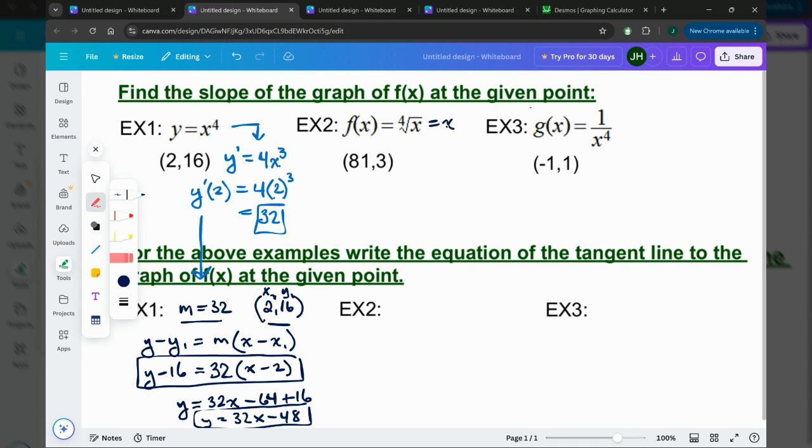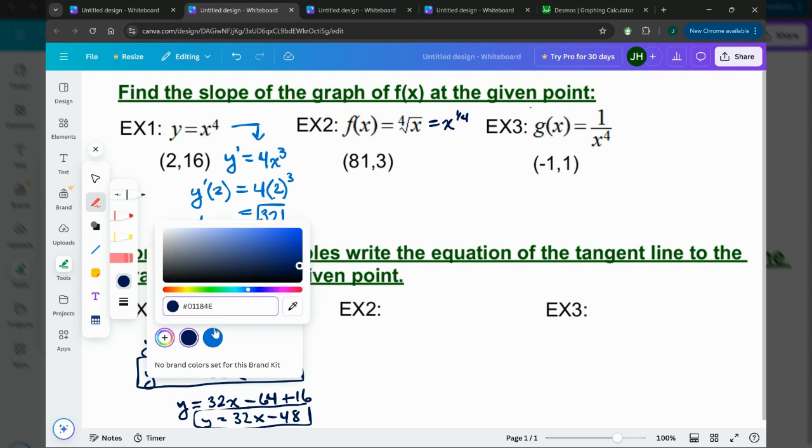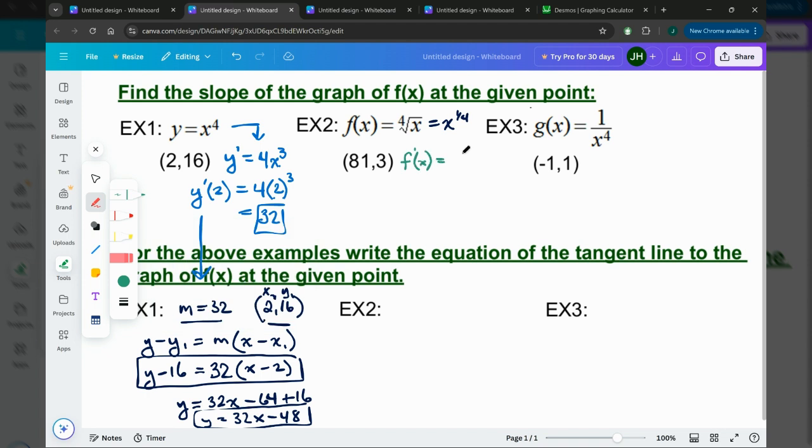Remember, this is x to the 1/4. So how would I find the derivative of this function, x to the 1/4? Well, f prime of x would be, I'd bring the 1/4 out front, and now it would be x to the, subtract 1 from the exponent, you get negative 3/4. So this would be 1 over 4 x to the 3/4 power. That is my derivative. Well, I want the derivative here at 81. So this would be 1 over 4, 81 to the 3/4 power.